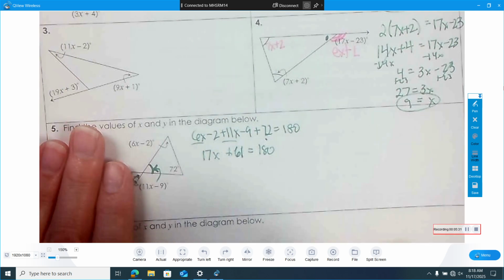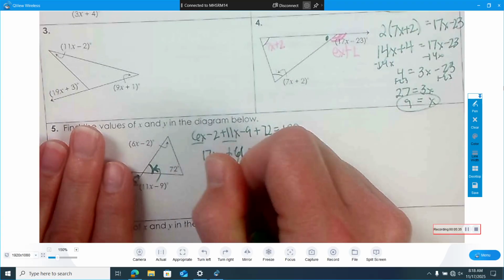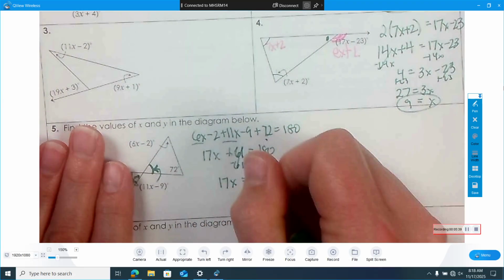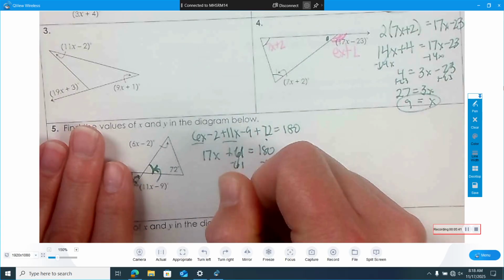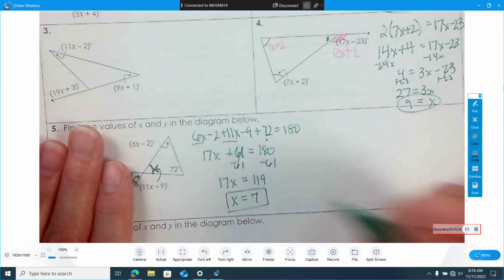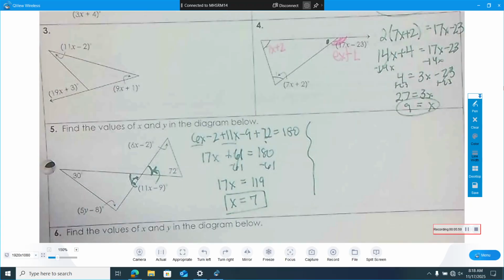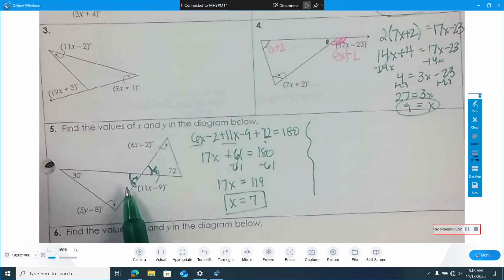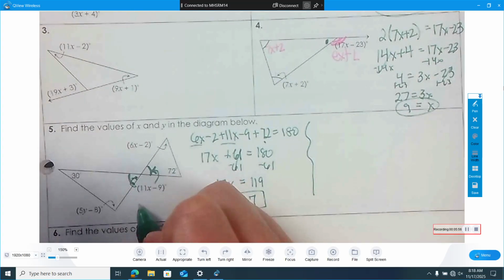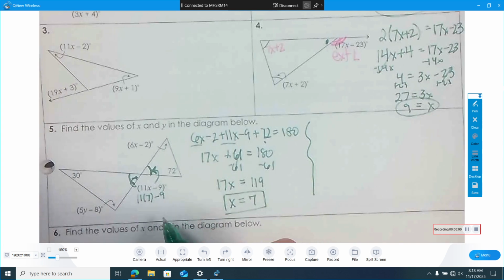All right. We're going to subtract 61. So I get 17x equals 119. And divide by 17. I don't know. 7. And you're right, we do need to plug that in because I can't use a thing with x, so we're going to plug in 7. So we can figure out what the actual measurement of the angle is.